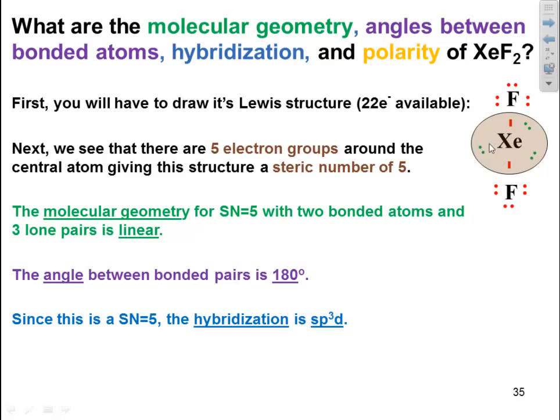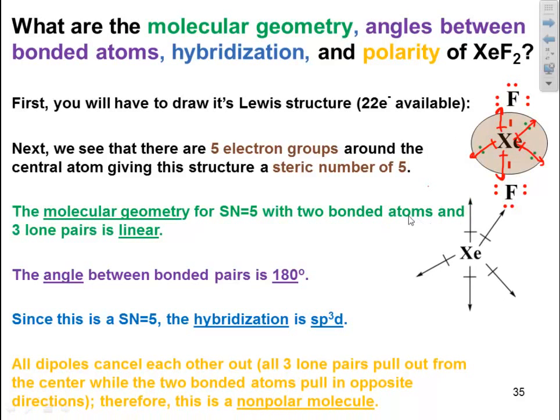Polarity. Well, you have your vectors pointing out for your lone pairs, but they're all pointing in opposite directions, so they're canceling out each other, as well as the polarity pointing out to the fluorines, so they're canceling out each other. So everything cancels out, so there's no net dipole. So this ends up being a non-polar molecule. All dipoles cancel out each other. All 3 lone pairs pull out from the center, while the 2 bonded pairs pull in opposite directions. Therefore, this is a non-polar molecule.